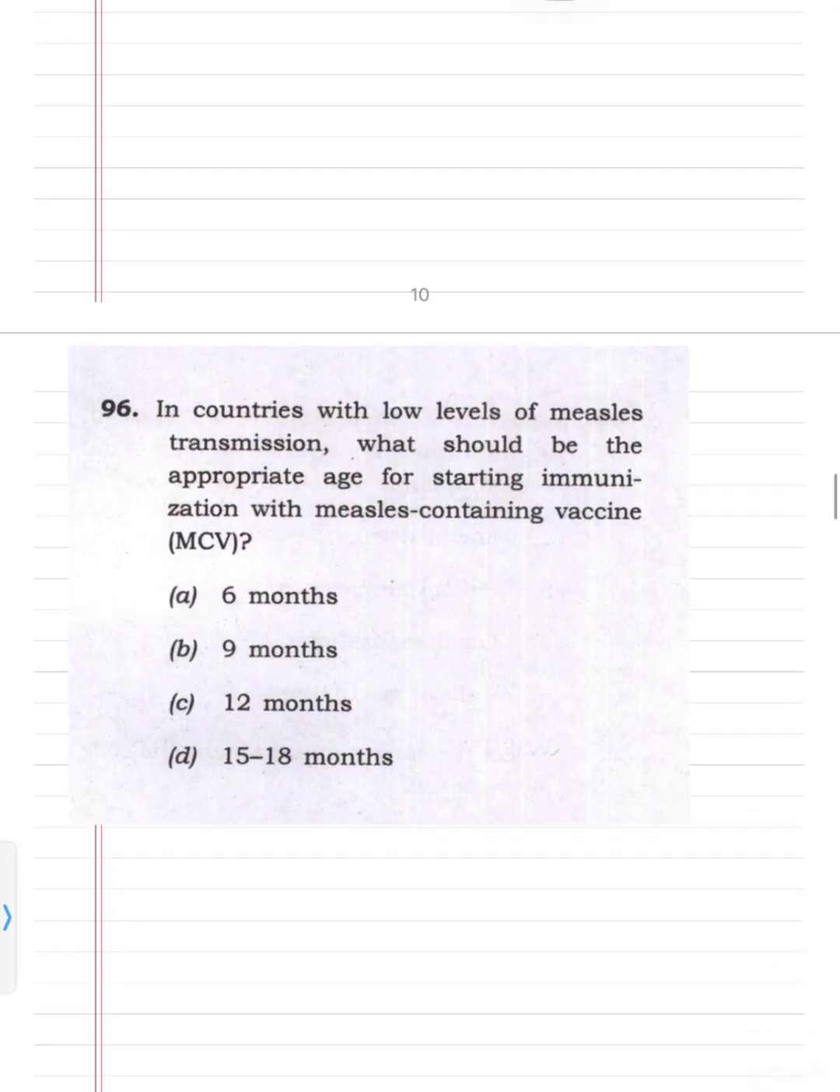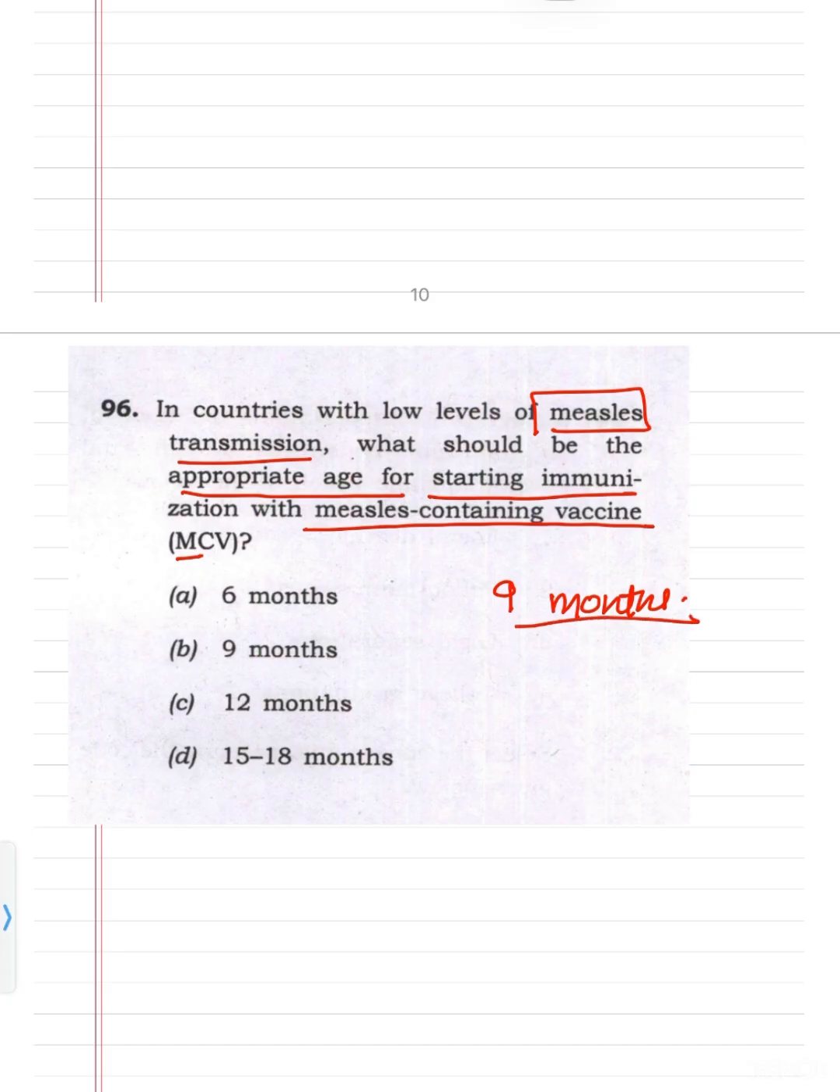Now, coming to the 96th question: in countries with a low level of measles transmission, what should be the appropriate age for starting immunization with a measles-containing vaccine? We know that in India, vaccination is done at 9 months. But they are not asking about India. They are asking about countries with a low level of measles transmission. So we have to find out whether it is less than 9 months or more than 9 months.